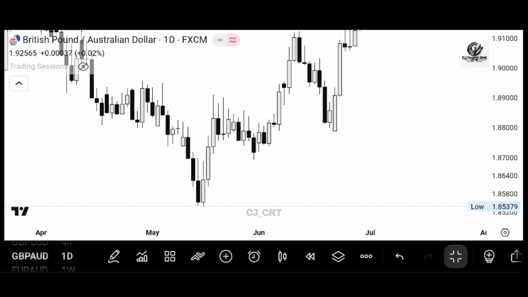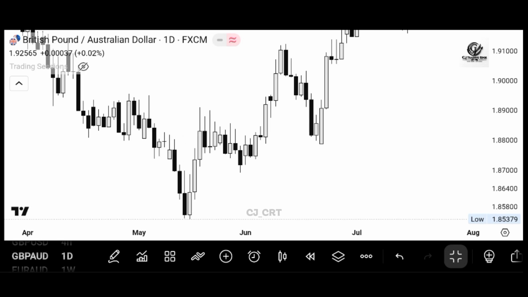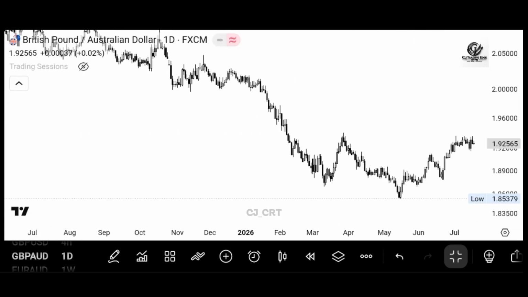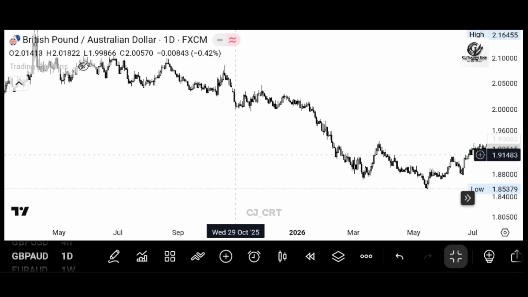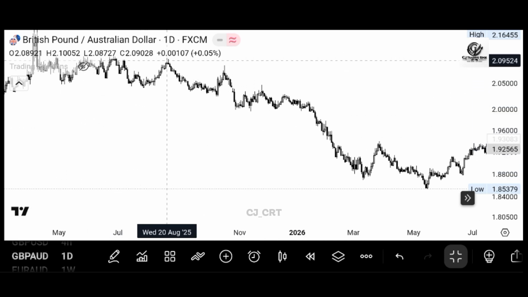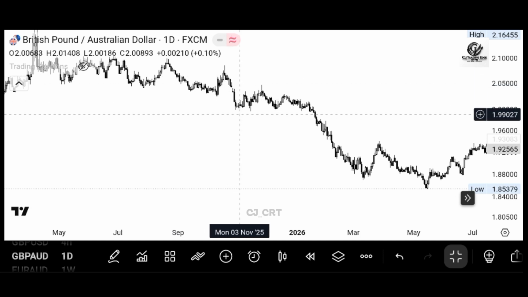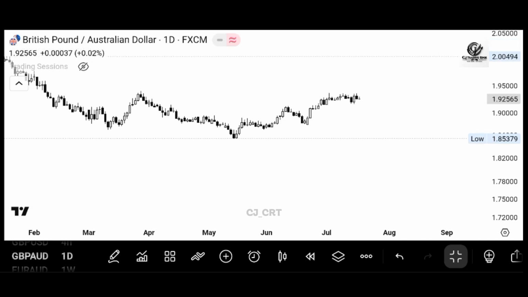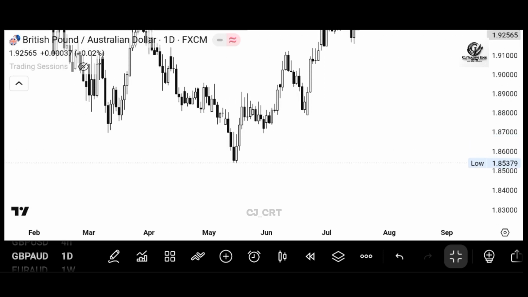On today's topic, I want to talk about ranges. First of all, I want you to understand that price moves in ranges and trends. Range and trend. Range, trend. Range, trend. So, price moves in ranges. Now, what is a range?